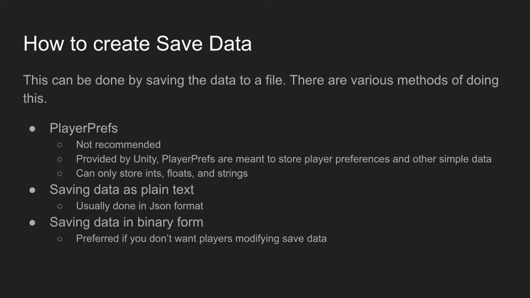You can also store it as plain text, which you usually store in JSON format, though if you're saving just a single int, I guess you can just store that as is. You can also save it in binary form, which is useful if you don't want your players to find the file and modify it. Though even in binary form, they can still modify it if they can figure out how to encode it. In that case, if you really don't want them to change it, use encryption.